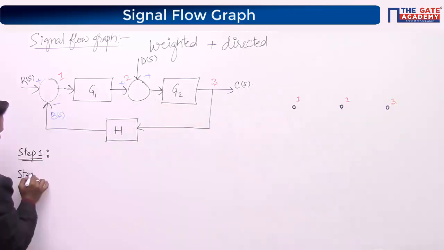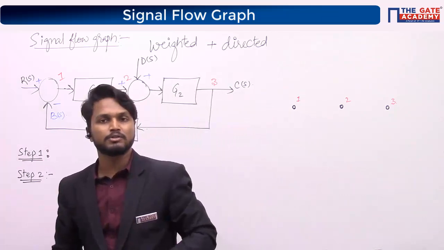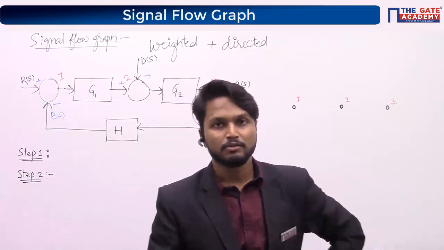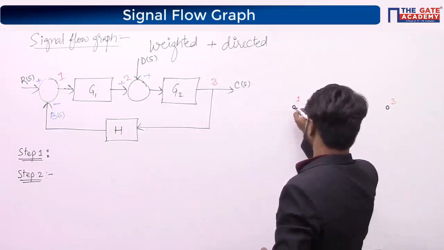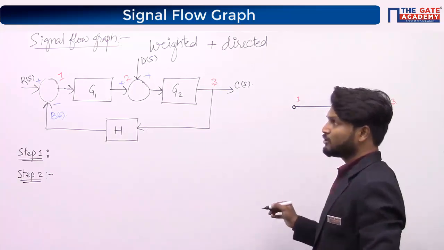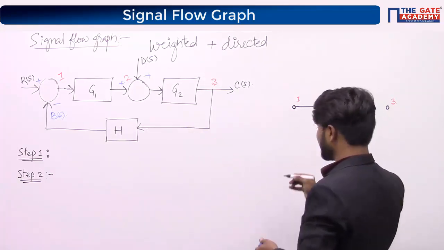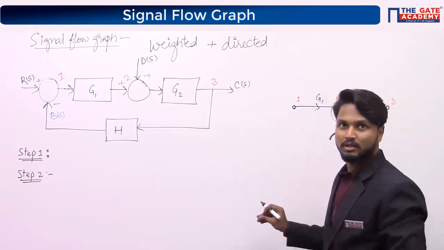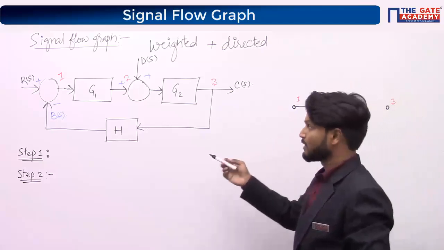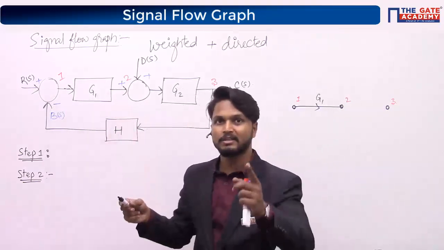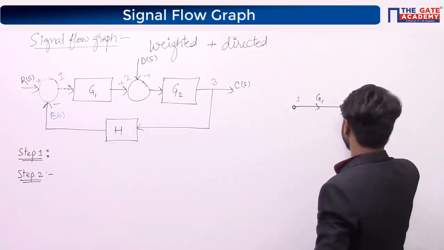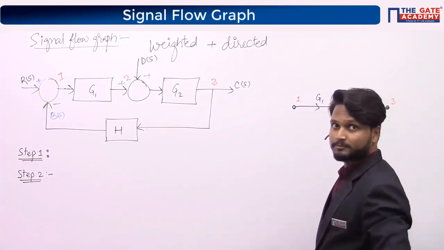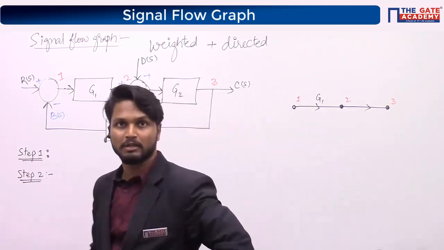Step 2: connect the nodes with corresponding gain and direction between them. Are you people noting it down? So connect the nodes between 1 and 2. What is the gain between 1 and 2? You have G1. So that is the weightage of this branch. And also the direction is important. From 1 to 2 you have this direction. See here, this direction is also important. So directions are very much important, right?